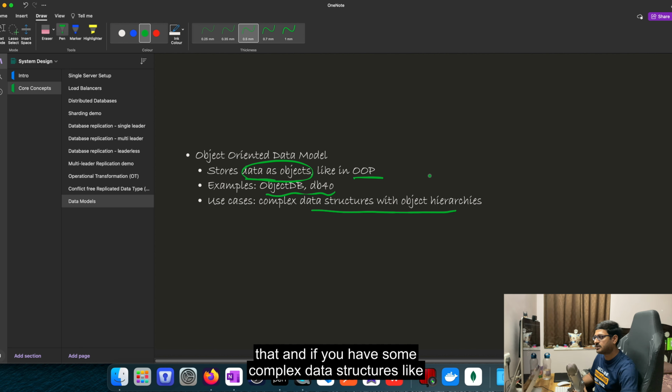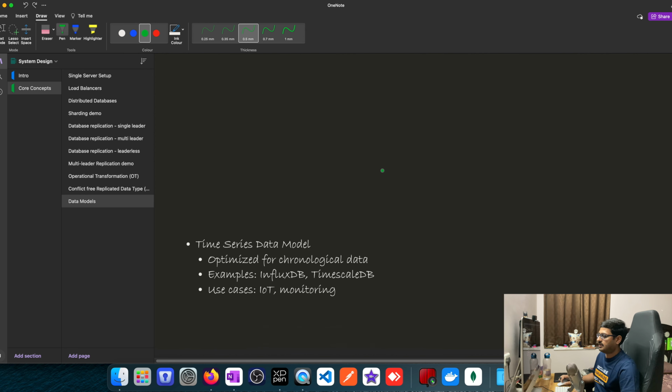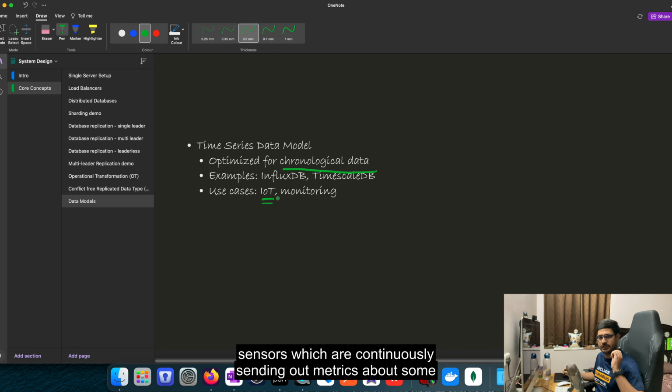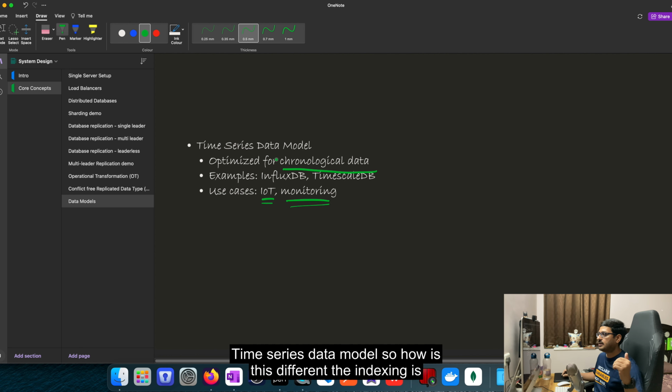And if you have some complex data structures like that, definitely make use of object-oriented data model. And the next one is time series data model. So this is very useful when you have chronological data, when your data is dependent on time. Some of the examples are IoT sensors, which are continuously sending out metrics about some machine they are constantly monitoring. They're sending out data about that machine during some fixed interval. Or you have some monitoring applications where you are monitoring the state of any machine or anything like that. We can make use of time series data model.